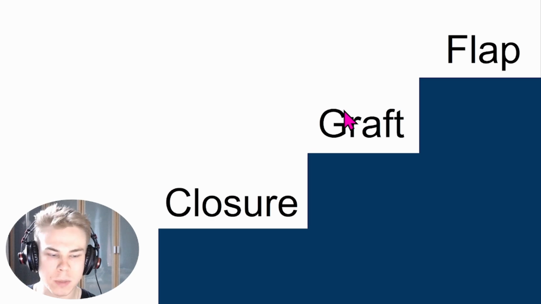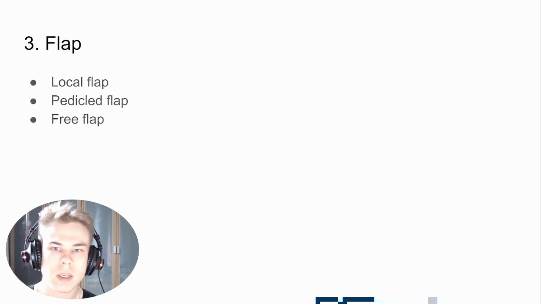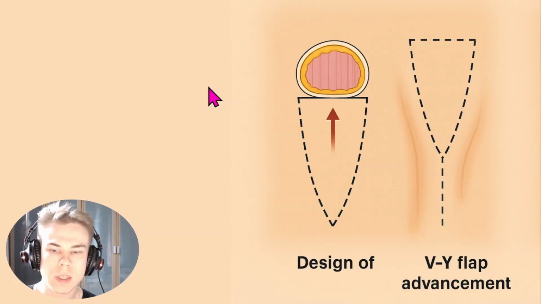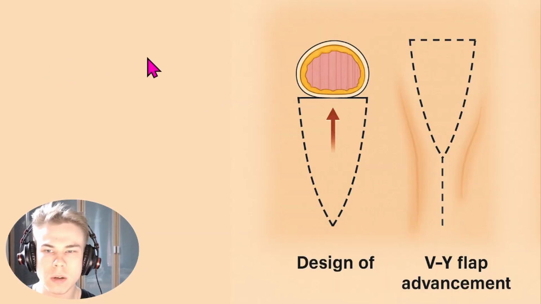It relies on the blood supply of the site of implantation. And we're going to talk about 3 different types of flaps: local flaps, pedicled flaps, and free flaps, all sort of getting more involved as we go. So this is a V to Y local advancement flap.